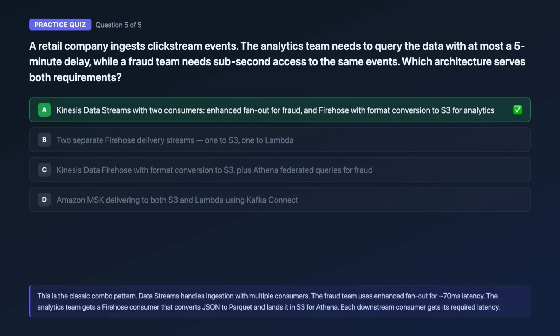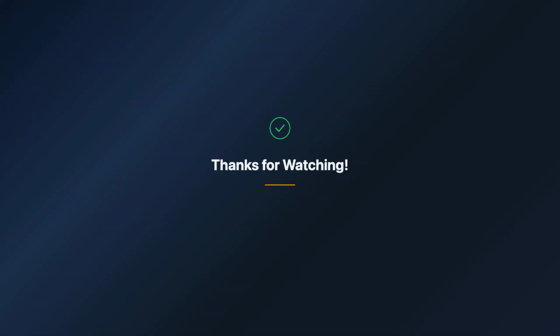The answer is A. This is the classic combo pattern we covered. Data Streams handles ingestion with multiple consumers. The fraud team registers for enhanced fan-out and gets about 70 milliseconds latency. The analytics team gets a Firehose consumer that buffers, converts JSON to Parquet, and lands it in S3 for Athena. Each downstream consumer gets exactly the latency tier it needs. Option B fails the serverless rule for the fraud team, and option C tries to use Athena for sub-second queries, which it can't deliver. And that's a wrap on Amazon Kinesis, real-time versus near real-time streaming.